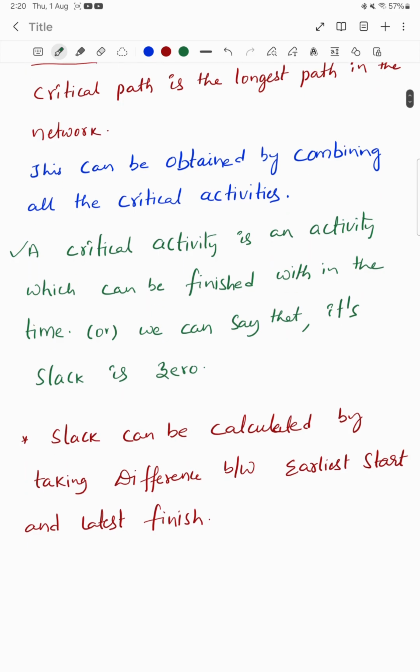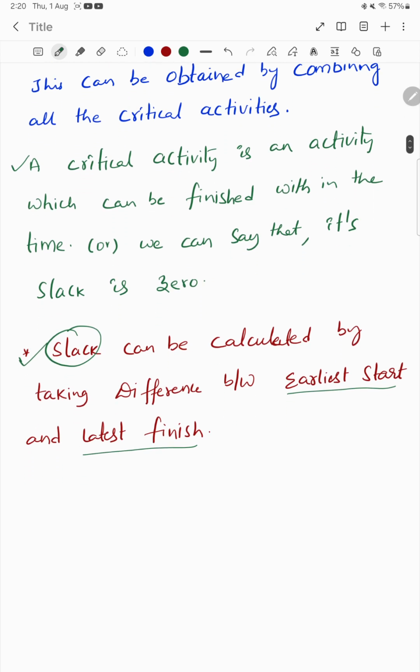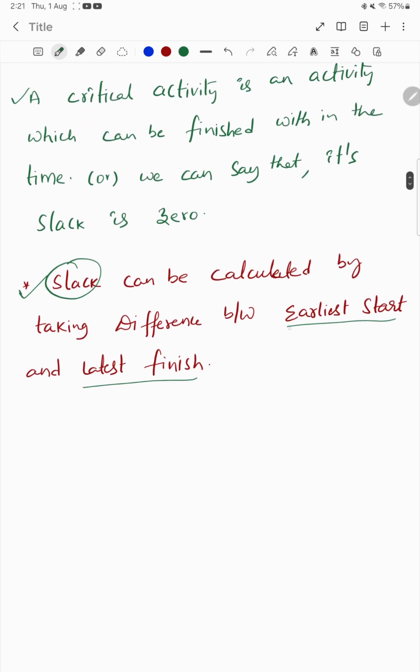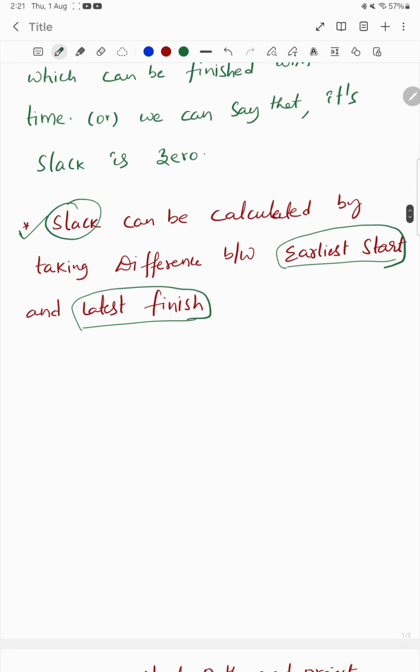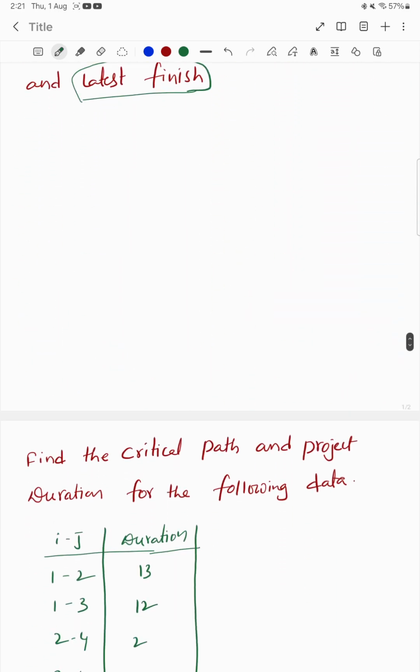Critical activities can be obtained or calculated by the concept of slack, and slack is defined as the difference between the earliest start and latest finish. So whenever we are dealing with a project, based on the given information we calculate earliest starting times and latest finishing times, and we take the differences between those two. Now all this I will explain with an example.